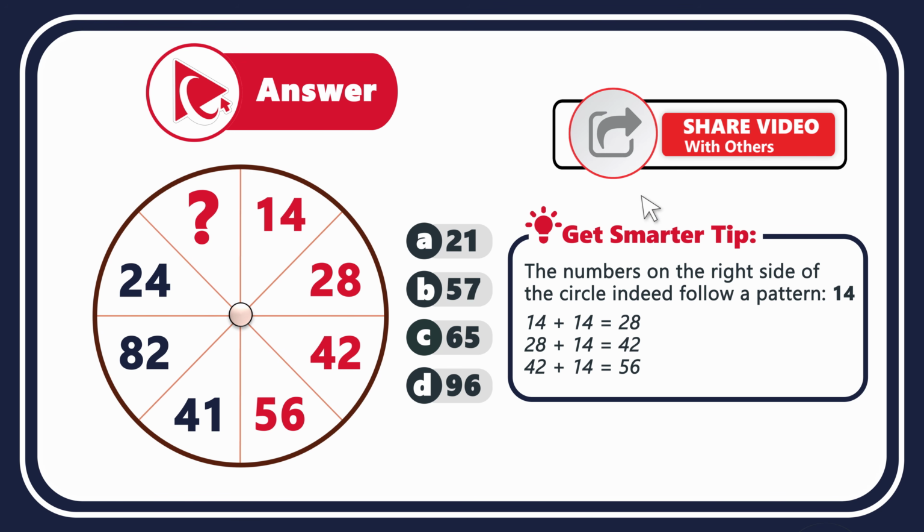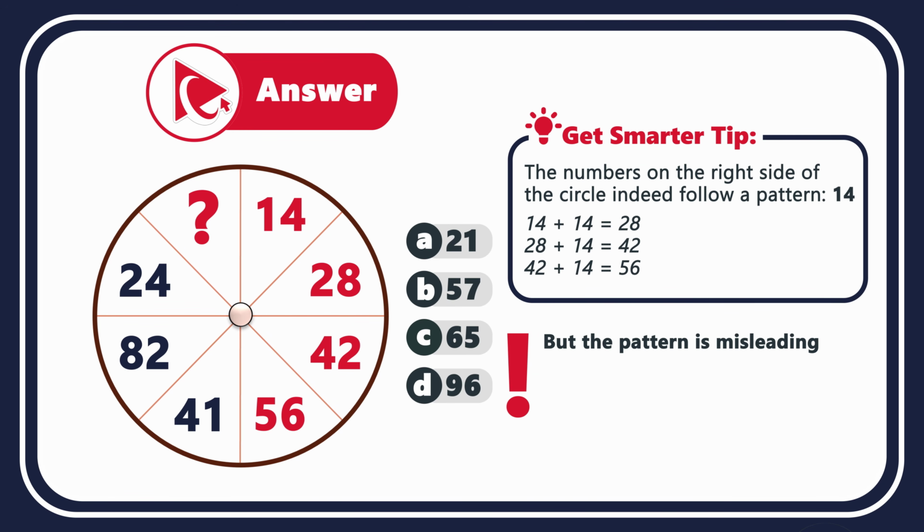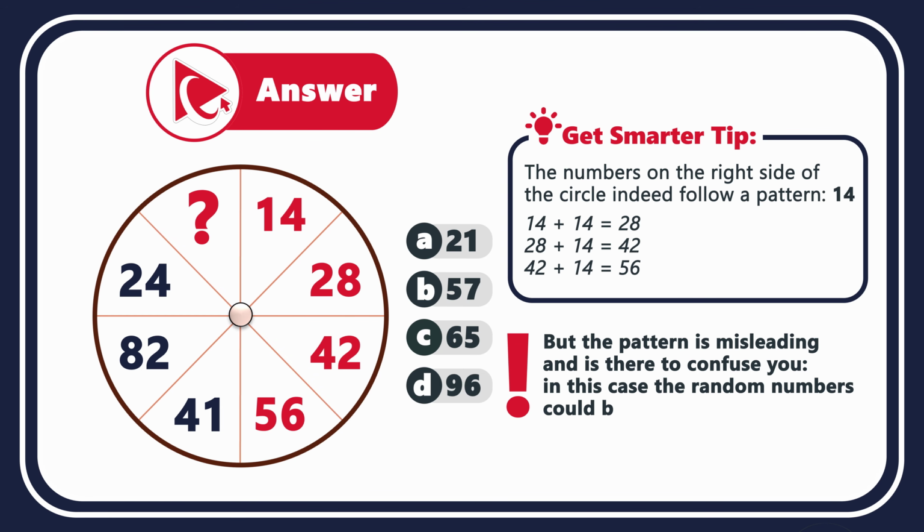But then this pattern breaks, and you see numbers 41, 82, and 24. Unfortunately, this pattern is misleading, and it's there to confuse you. In this case, random numbers could have been used as well. So what is the right solution?